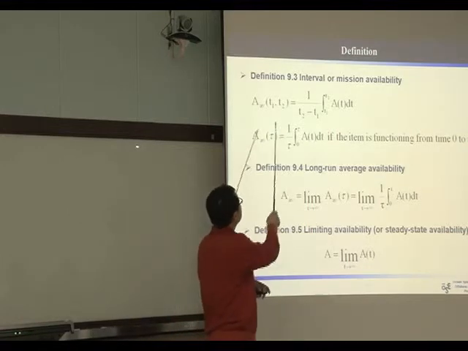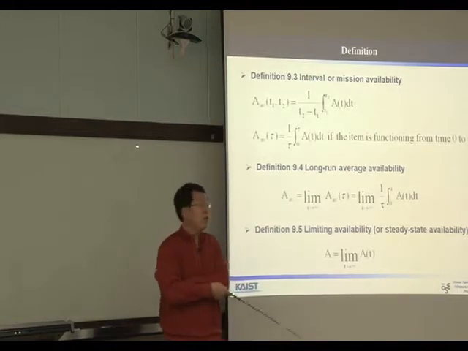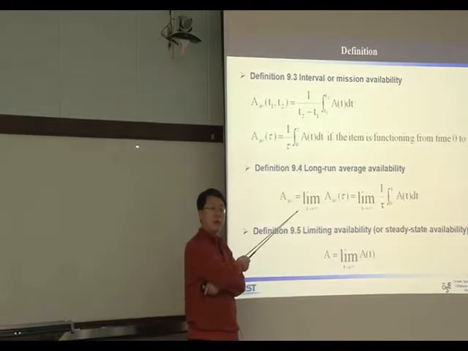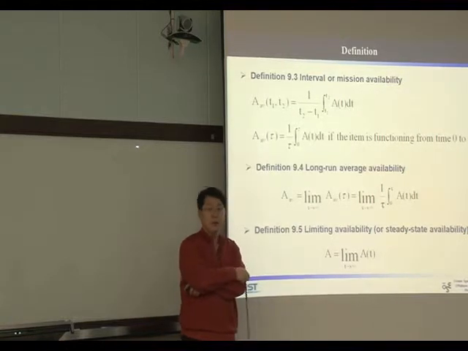So in this case, the tau is very important. For the commercial plant, our interest is the limiting availability.